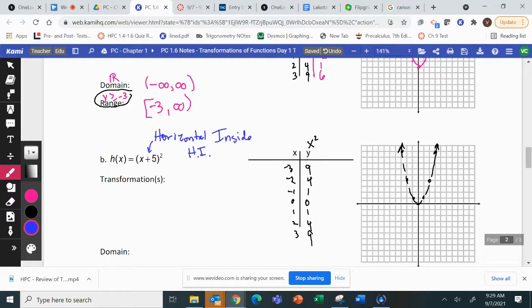No. Okay. So horizontal is also opposite of everything that we would think it would be. So when you see a +5 there, horizontal is going to be opposite.